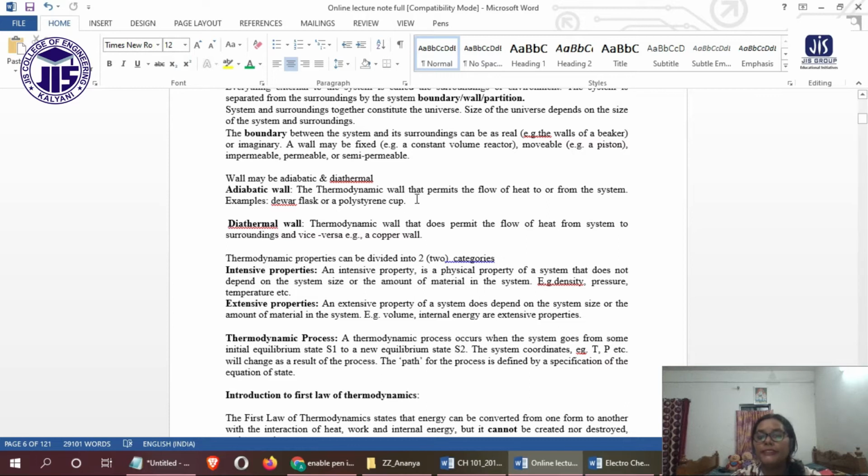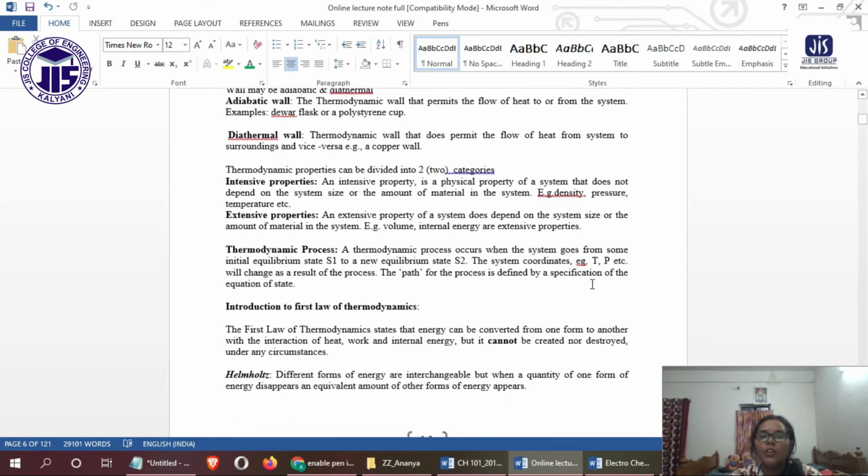Adiabatic wall means the thermodynamic wall that permits the flow of heat to or from the system. The heat can flow to the system or from the system. And secondly, we have the diathermic thermal wall, that does permit the flow of heat from the system to the surroundings.